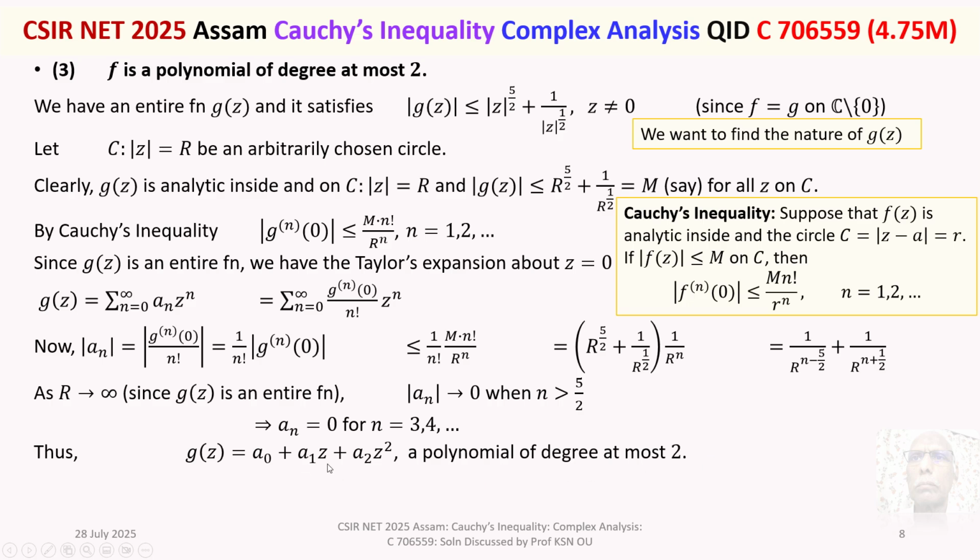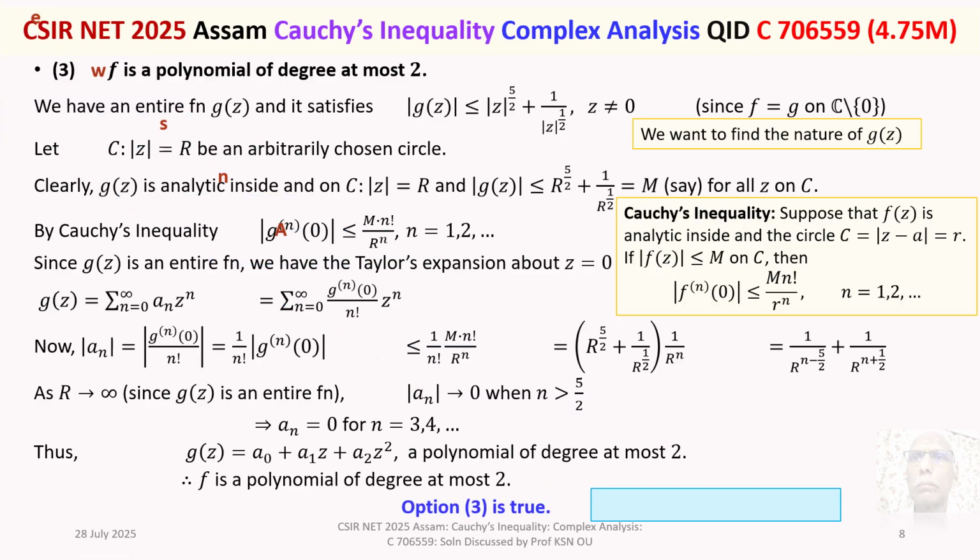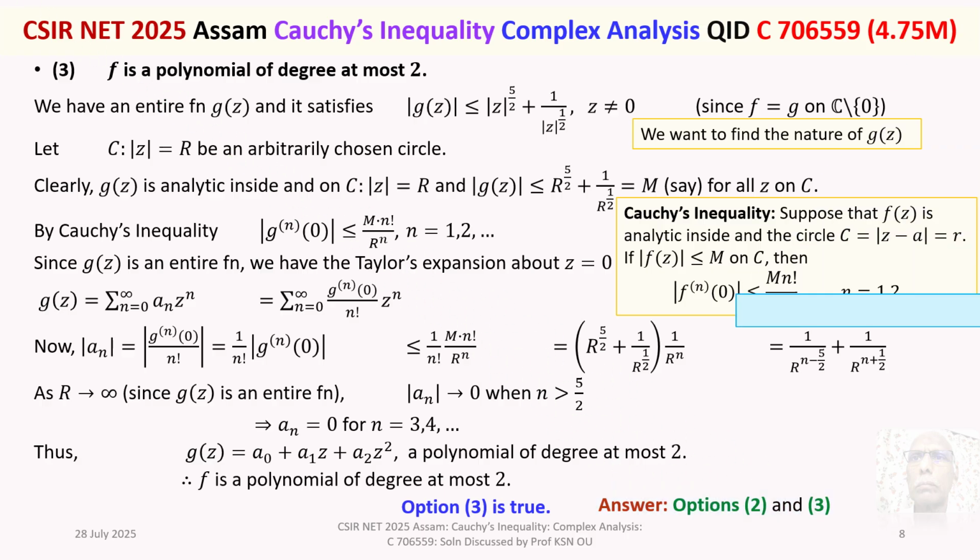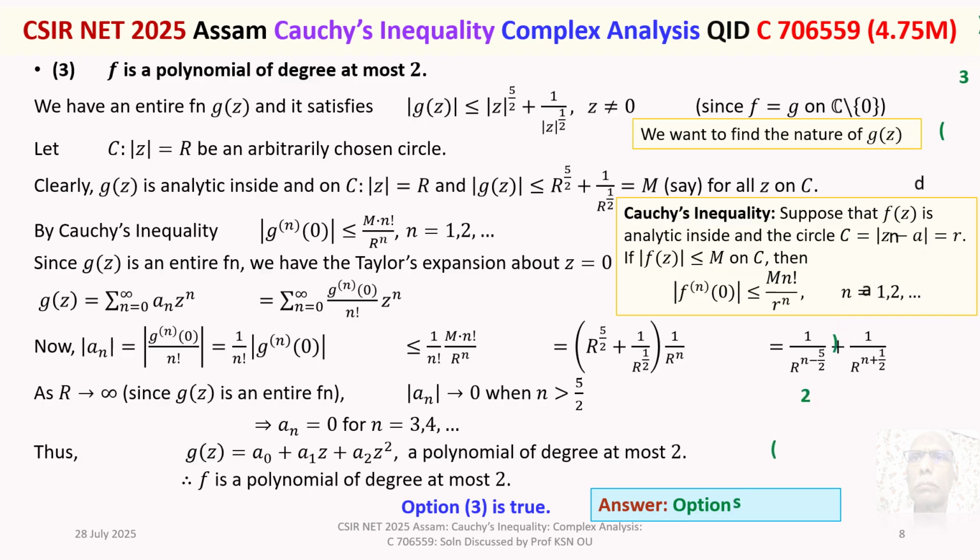When g of z is a polynomial of degree at most 2, so also f. So f is a polynomial of degree at most 2. True. Thus option 3 is true. Summarizing all the options, the answer to this question is options 2 and 3. That is the detailed discussion of the solution of this problem.